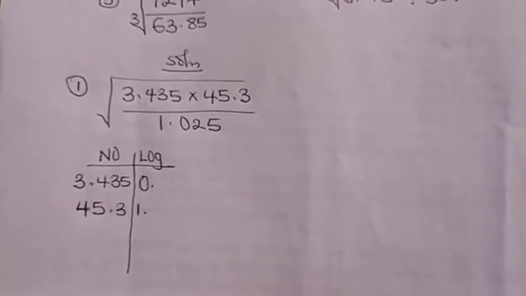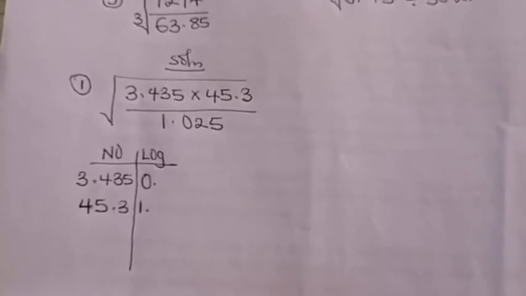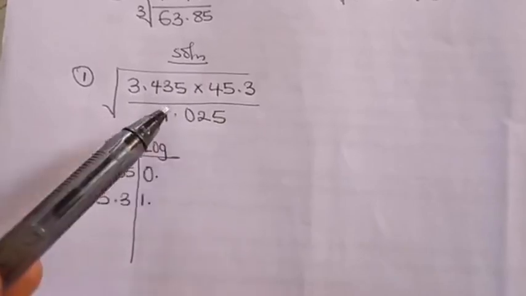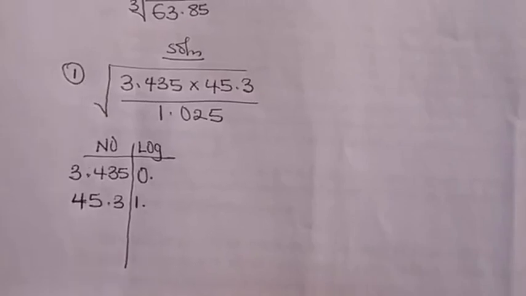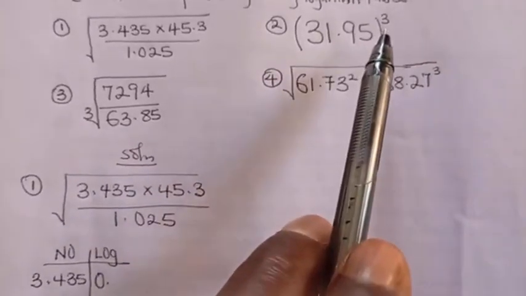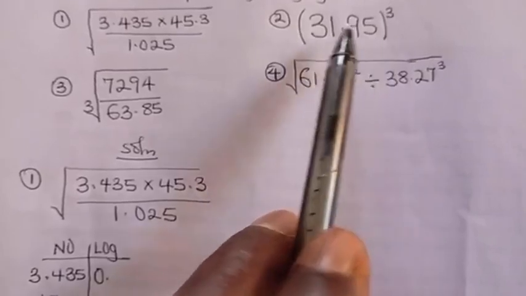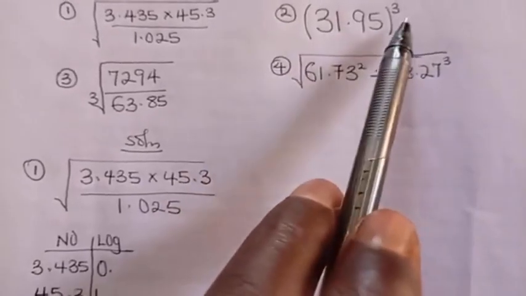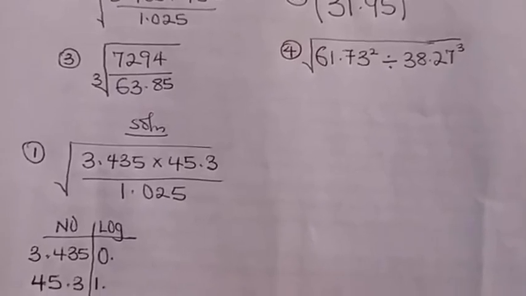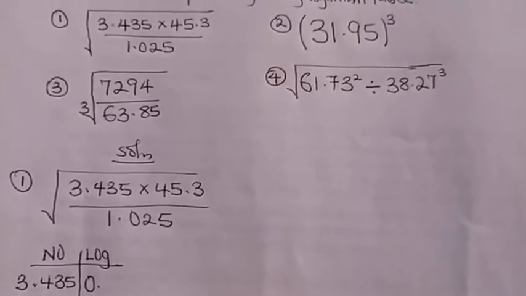Then for the root, if you are finding the root of numbers, you divide the logarithm by the value of that root. In this case, we have the square root. So after finding the logarithm of all that we have here, we are going to divide it by 2. If we have cube root, for instance, we'll divide it by 3. If we have fourth root, we'll divide it by 4, and so on. Then lastly, when you look at this question number 2, for instance, we have power of 3. In this case, after finding the logarithm of the number, you multiply the outcome by 3. So those are the rules that we need to have handy in addressing any question in logarithm.